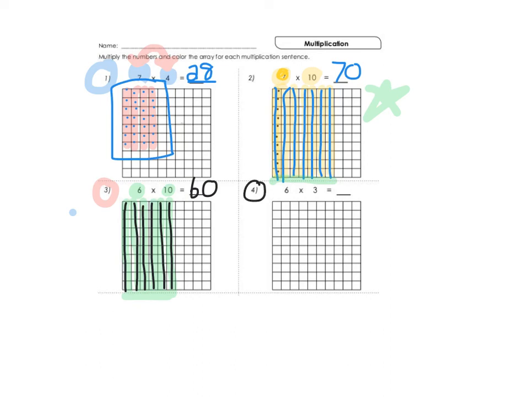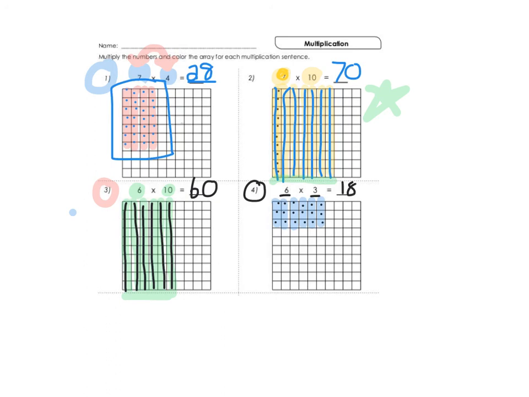Okay, now for this last one, we have 6 groups of 3. Okay. If we have 6 groups of 3, we need 1, 2, 3, and we need 6 of them. So that was 1 group, 2 groups, 3 groups, 4 groups, 5 groups, 6 groups. Okay, we have 6 groups. So now we have to figure out how many that is total, because we want to figure out 6 times 3. To do that, you could count by threes. If you don't know how to count by threes, you could count by ones. So let's count by ones. 1, 2, 3, 4, 5, 6, 7, 8, 9, 10, 11, 12, 13, 14, 15, 16, 17, 18.